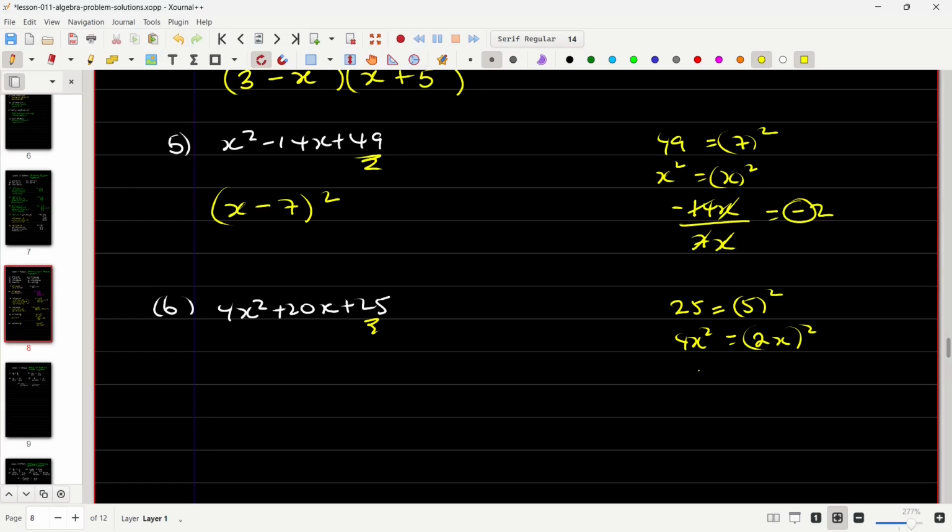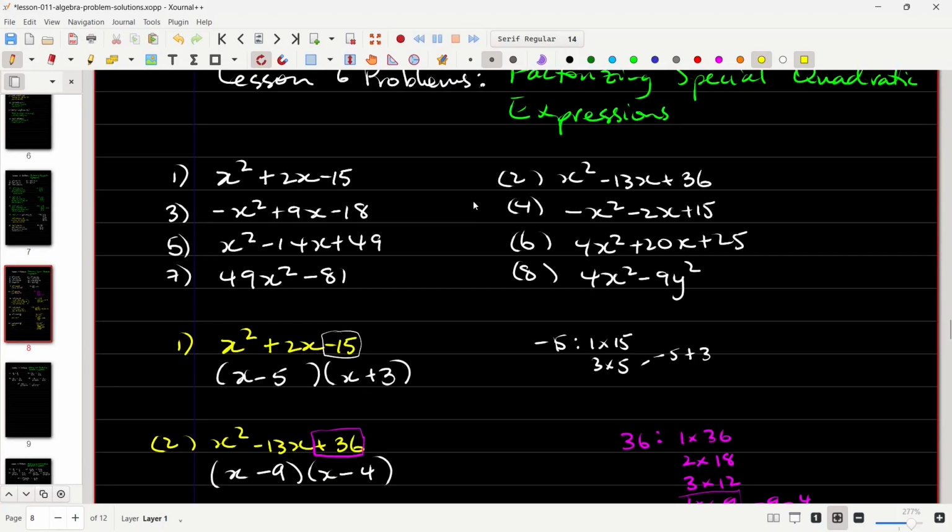Now, all I have to do is take the positive 20x and divide it by the 5 into 2x and see what remains. If I get 2, that's great. So 2 into this is 10, and then 5 into this is 2. So I get a positive 2 at the end of it. That's great. So that means I'm using a positive sign in between the 5 and the 2x. So I'm going to say here 2x plus 5 whole squared.